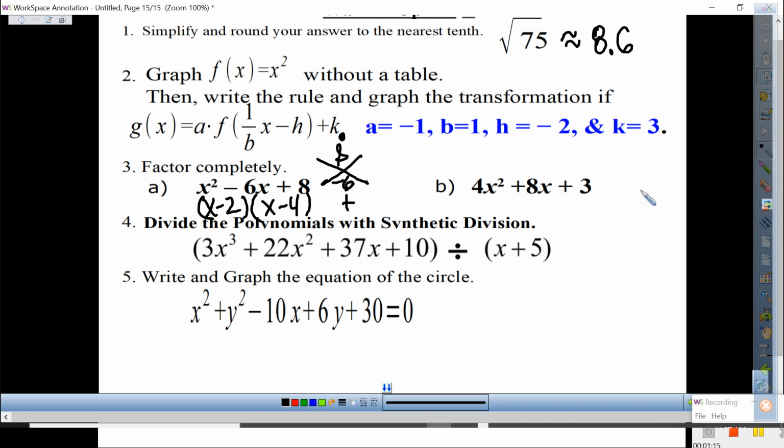Raymond, 3B. What'd you get? All right. Let me help him out. What number goes on top? Not the 3. Now that we have a leading coefficient, we multiply 4 times 3, therefore it's 12. Then the middle term is 8. What two numbers multiply to give me 12 that when you add them give us 8? 6 and 2. 6 times 2 is 12. 6 plus 2 is 8. Then what do we do from there?